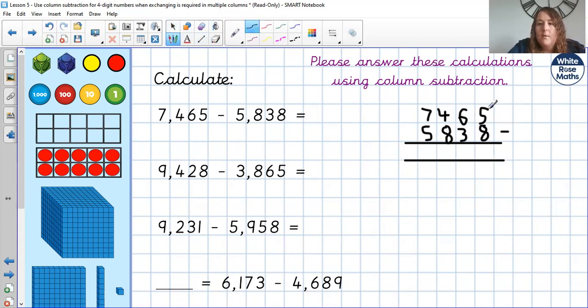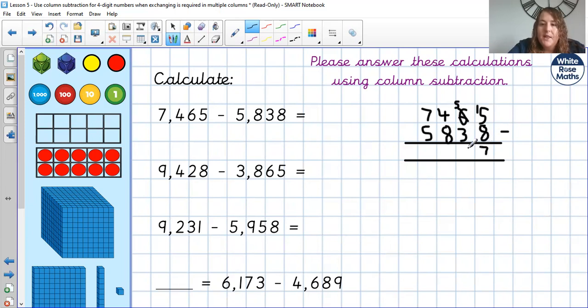Okay, so we start with our ones column. 5 take away 8. I can't do that. So I'm going to need to cross out my 6 and pop a 5. I'm going to have to do it slightly above for the way I wrote it, and pop my 1 next to my ones. So I've now got 15 ones. So 15 take away 8, or 8 counting up to 15. 9, 10, 11, 12, 13, 14, 15, leaves me with 7.